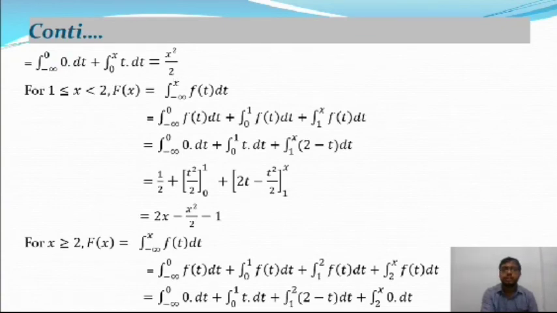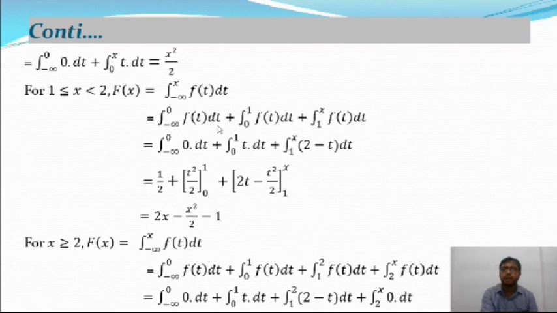So after that we will take the interval 1 to 2. In that interval the distribution function F(x) is equal to the integral from minus infinity to x of f(t) dt. And this interval, that means minus infinity to x, is divided into three parts. First part will be minus infinity to 0 f(t) dt, second part will be 0 to 1 f(t) dt, and third part will be 1 to x f(t) dt.